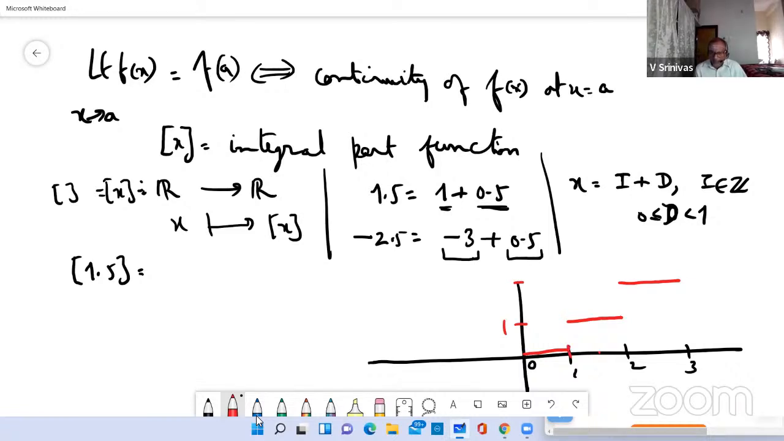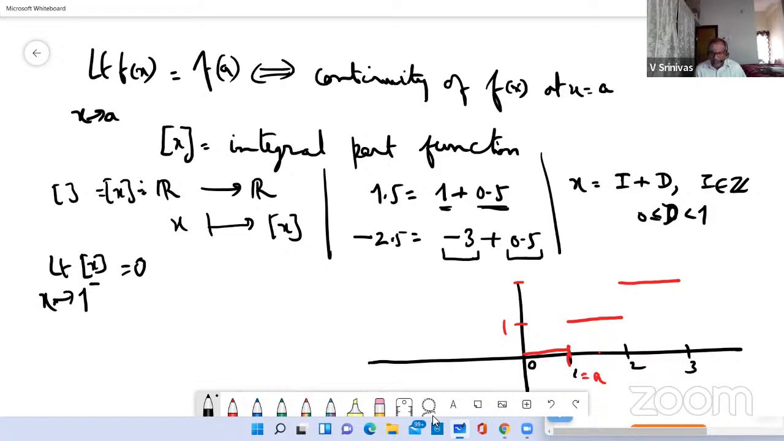Okay. And at 1, you can approach from left or right. If you take your point a to be 1, you can approach a from the left hand side or the right hand side. The left hand limits are zeros. So you have the limit of the integral part of x as x goes to a from the left. Let me take a to be 1. As x goes to 1 from the left, I write minus as a suffix, because I'm approaching from the left. The limit of this will be 0. The left hand limit for the integral part exists at 1.